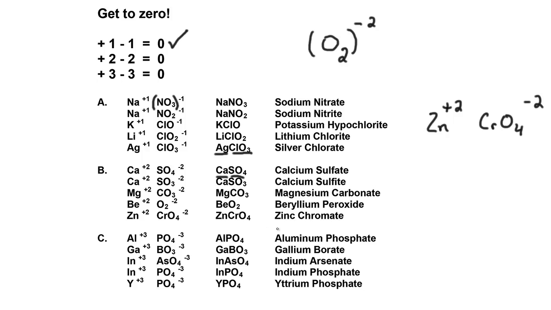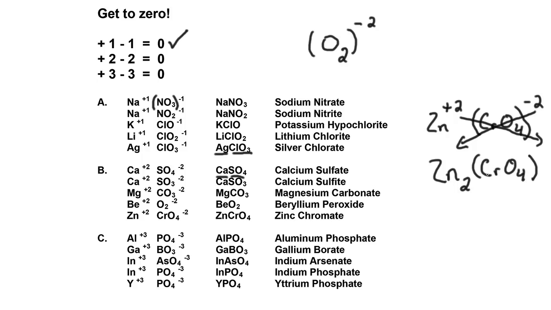Let's try the zinc chromate with that crisscross. Remember, this whole chromate, this whole polyatomic ion has a charge of -2, and zinc is a +2. So this 2 has to come down here, and this 2 has to go over here. So we'll get zinc, and then there's a 2 here, and then we'll get a CrO4. Now, this whole thing has a 2, all right? Notice I brought that 2 down and I put it over here.